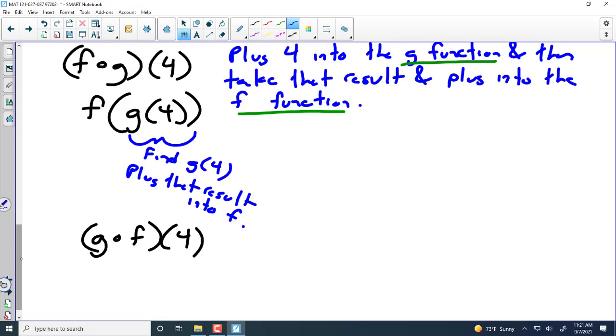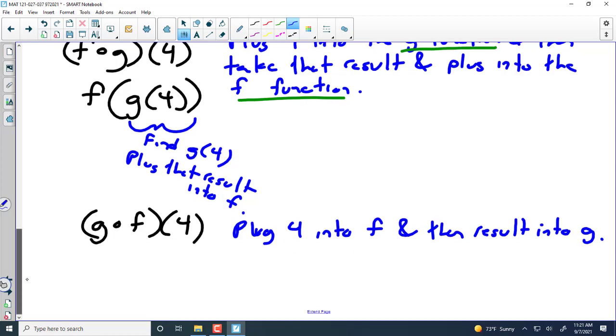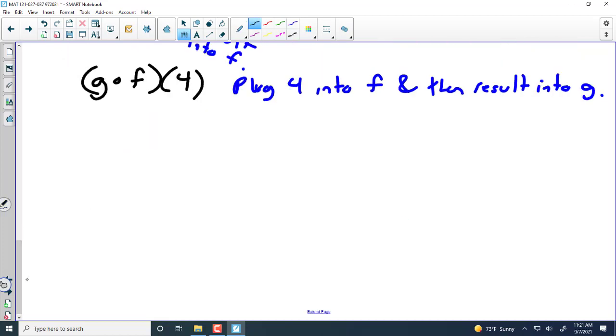then plug 4 into F, and then the result into G. Absolutely. So it's the closest one? It is the closest one, and the way I remember that, that's a very good point. The way I remember that is I just remember that you can write it like this without changing the order, and then it's clear to me that that's the one that gets plugged into first because it's right up against it like that. Yeah, that's great.